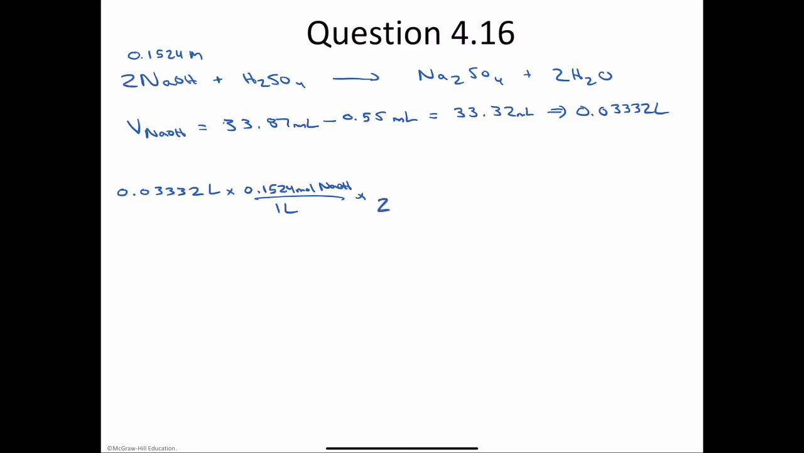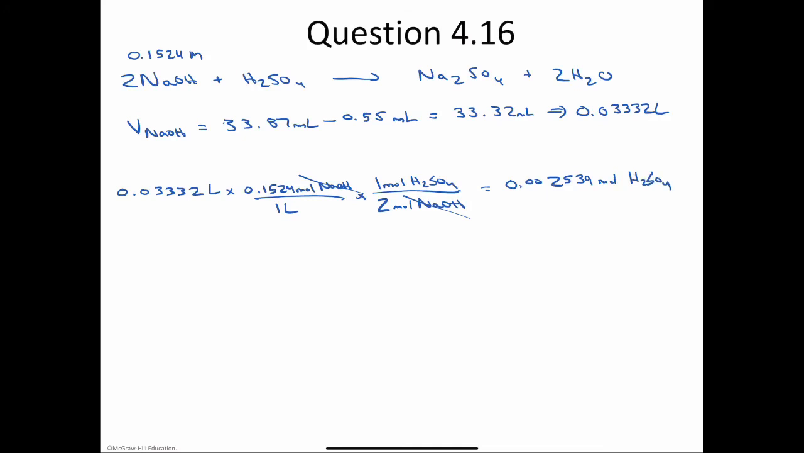So I know that I have 2 moles of sodium hydroxide and I consume 1 mole of sulfuric acid. There we go. So if I take a look at my units, my moles of sodium hydroxide cancel out, and I end up with the number of moles of sulfuric acid, 0.002539 moles of H2SO4, sulfuric acid.